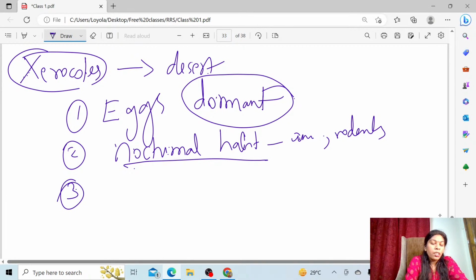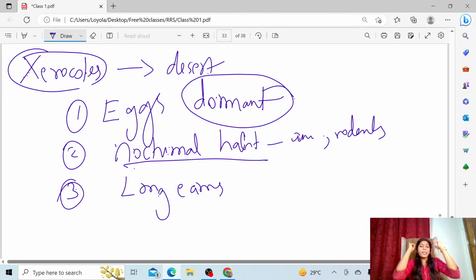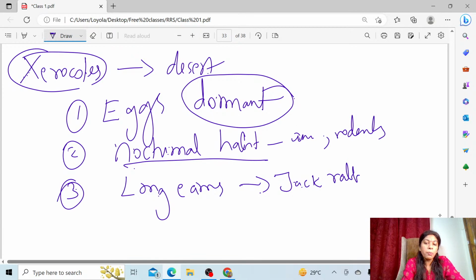Third, you can see that they have mostly long ears. If you have noticed, you will find they have long ears. For example, the jackrabbit you can take. Jackrabbit is one such example for that. The rabbit with bigger ears. Usually a rabbit has big ears, but this has extraordinarily big ears. The reason is to circulate the heat in order to regulate the body temperature.